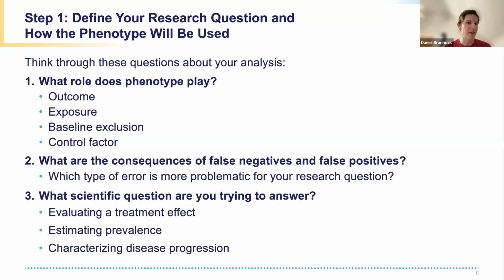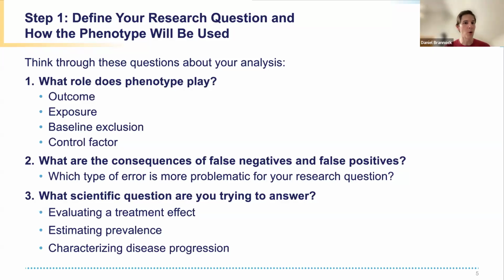Okay, step one, define your research question and how the phenotype is going to be used. So these are just some of the questions that you can ask yourself. What is the role that your phenotype is going to play? Is it going to be an outcome that you're attempting to measure? Is it going to be an exposure that you're trying to measure the effect of? Is it just a baseline exclusion? Maybe some people should not be included in your analysis because they're not eligible for a certain medication. Or is it just something that you want to control for in your analysis?